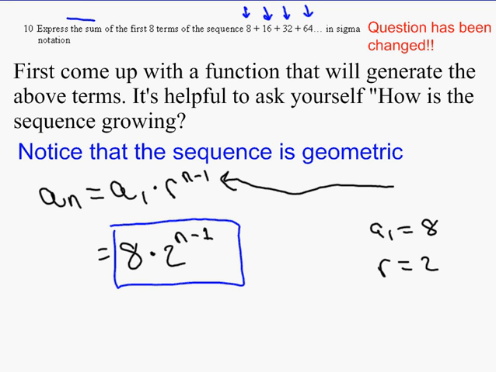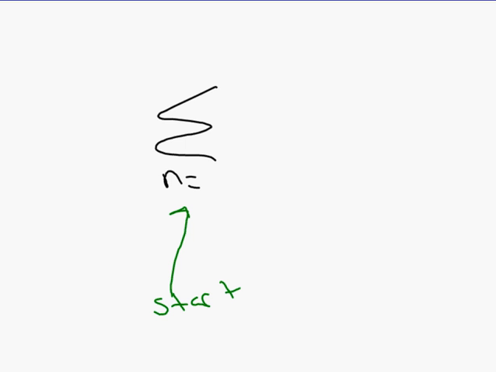So now to express the sum, we have to use sigma notation. Now recall, this is what the sigma symbol looks like, and you need n equals something here. This is the start, and this is where you end, and then you're going to need some type of formula here.